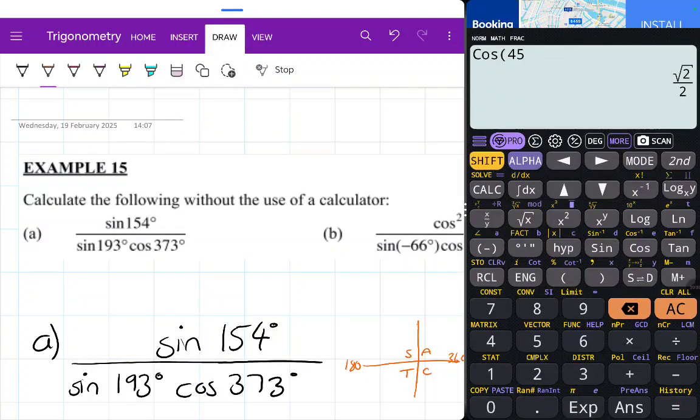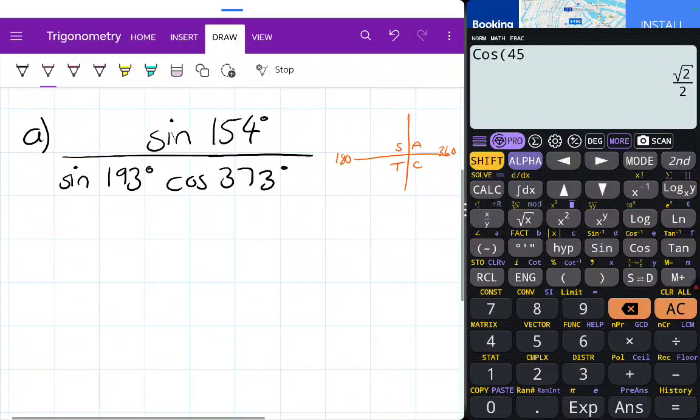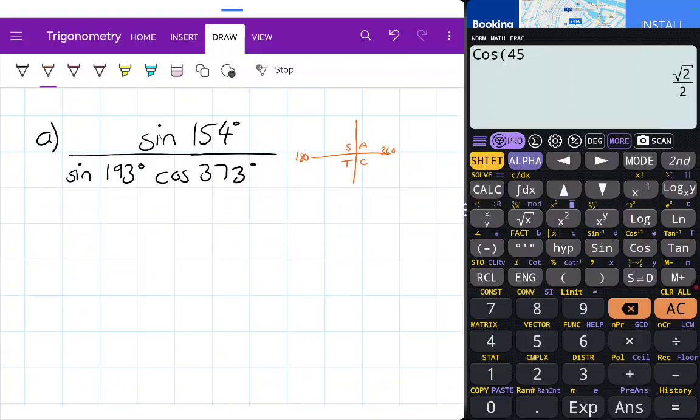Example number 15, calculate the following without using a calculator. Okay, so I've got question A on the screen along with my CAST diagram. And the first thing we want to know is where is everyone, right? So let's do our first one. 154 is less than 180, more than 90. So that's quadrant 2.